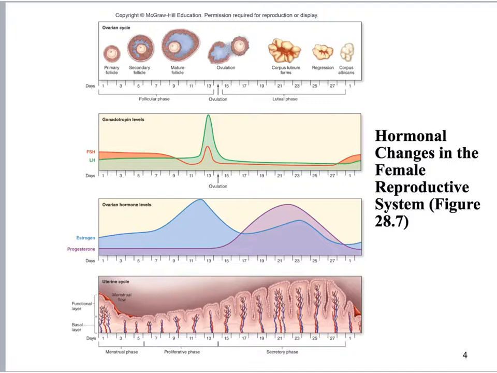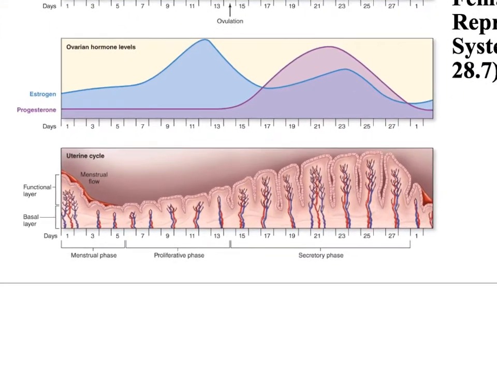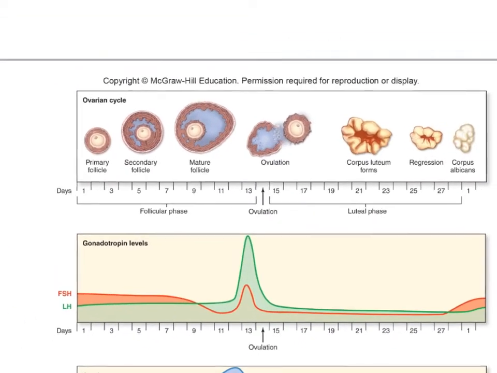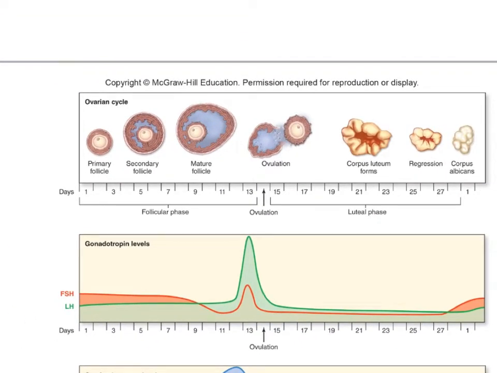You've seen this picture, or at least three-quarters of it. Let's focus. We can review what's happening here in the primary follicle, secondary follicle, the mature follicle, ovulation, and then we transfer over from the follicular phase to the luteal phase.